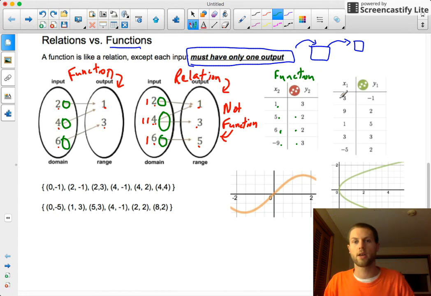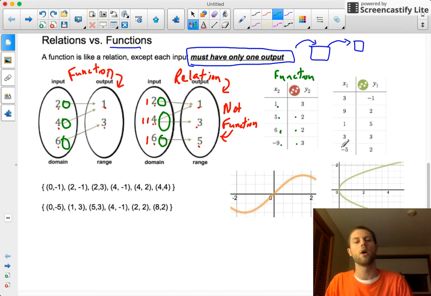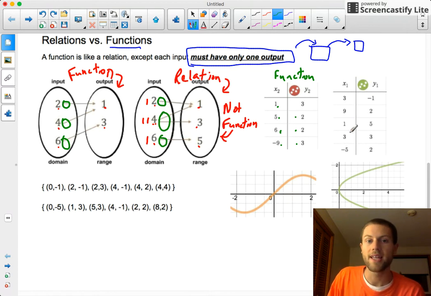All right, next let's take a look at this relation, this table here. I've got 3 matching to -1, 9 matching to -2 or to +2, 1 goes to 5, 3 goes to 3, and -5 goes to 2. So what we're looking for here is repeated inputs. So I have 5 inputs, but there's really only 4 unique inputs. The 3 shows up twice.